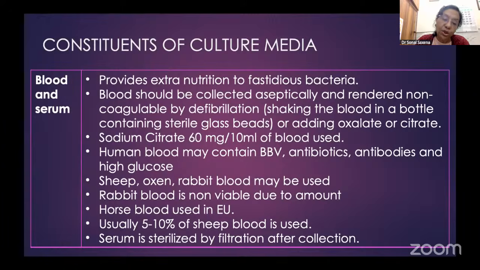Oxen blood is used in countries where oxen is a primary animal for food. Rabbit blood is non-viable due to amount. How many rabbits are you going to bleed to get 50 ml of blood or 150 ml of blood? That's going to be a problem. So sheep is very adequately placed.